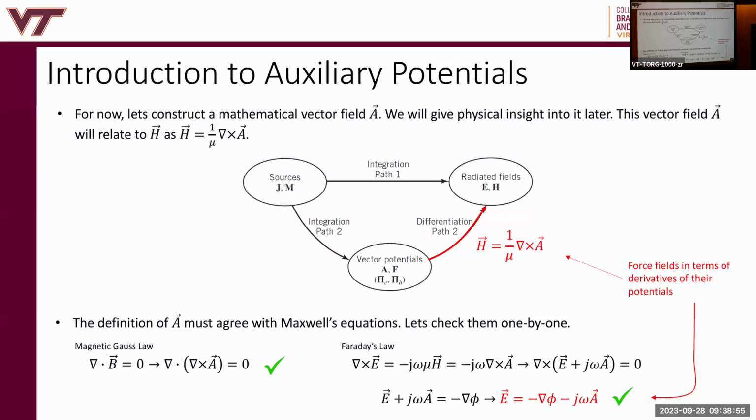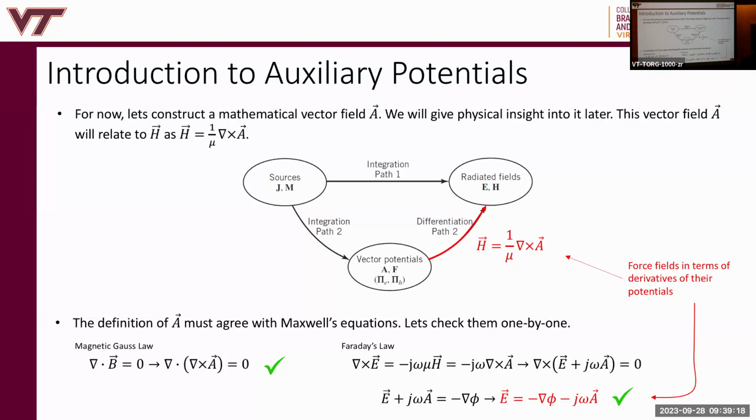For now, let's construct a mathematical vector field A. We're going to introduce a new vector field A. It doesn't have any physical origin at this point. It's a mathematical tool that we're going to use to allow us to easily solve problems involving sources. And in this case, to derive a wave equation, which is homogeneous, meaning that it doesn't involve sources, but it allows us to construct modes and solve the wave equation in spherical coordinates.